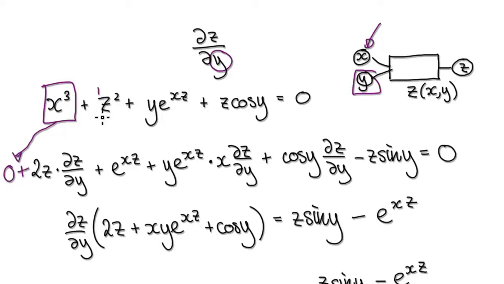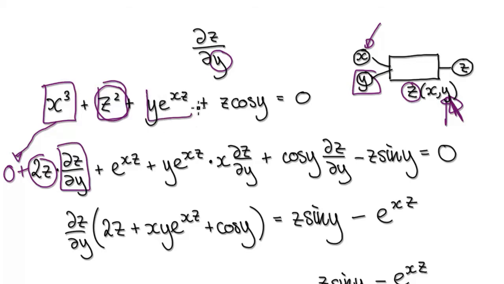And then this thing here, well, z is a function that contains y, so it is a variable. So differentiate this as normal, which will be 2z. But because z is a function of x and y, it contains y, so we need to stick this partial derivative of z with respect to y.